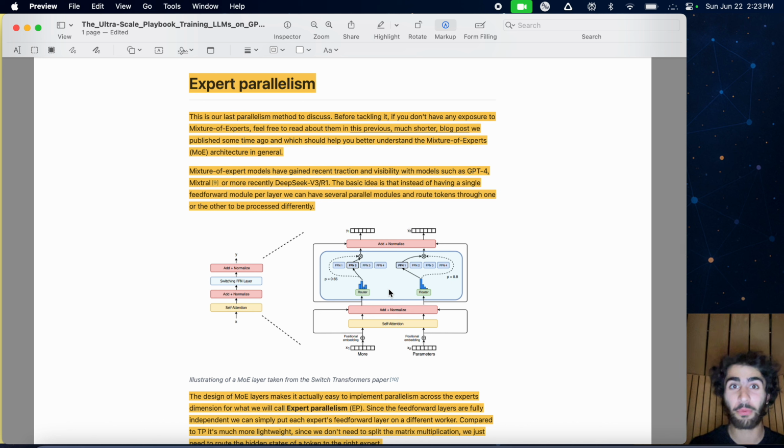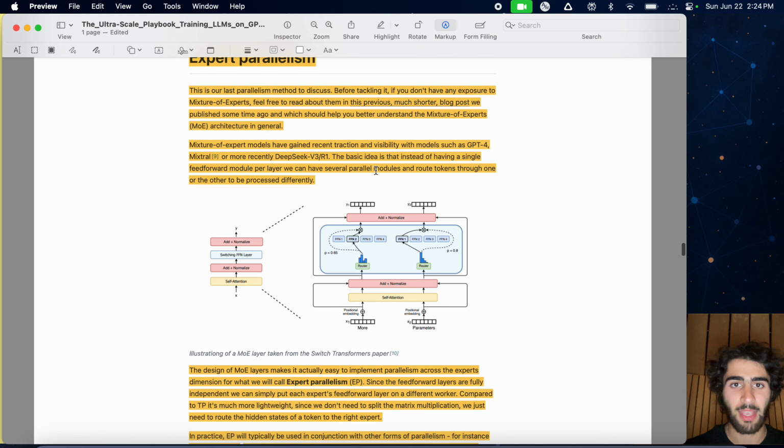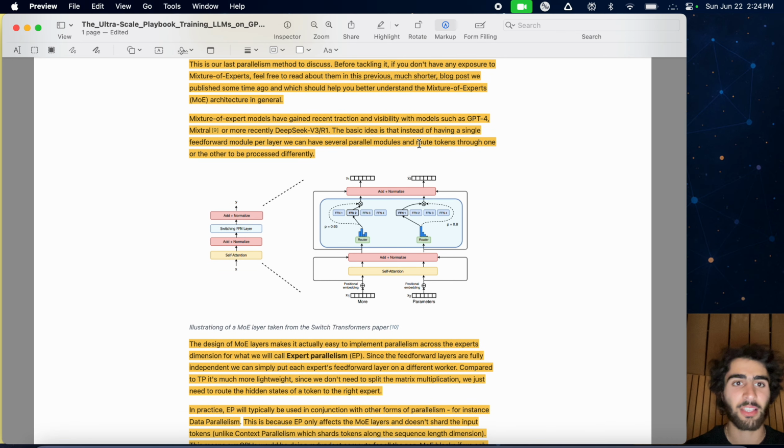Alright, so in today's video we're discussing the last form of parallelism to reach the 5D parallelism promised at the beginning or towards the middle of the series. And before tackling it, if you haven't had exposure to Mixture of Experts, then there is a blog post here linked to understand the general Mixture of Experts architecture that has gained traction and visibility by its use in GPT-4, Mixtral and DeepSeek models. And the basic idea is that instead of having a single feed-forward model per layer, we have several parallel models and route tokens through one or the other based on a router.